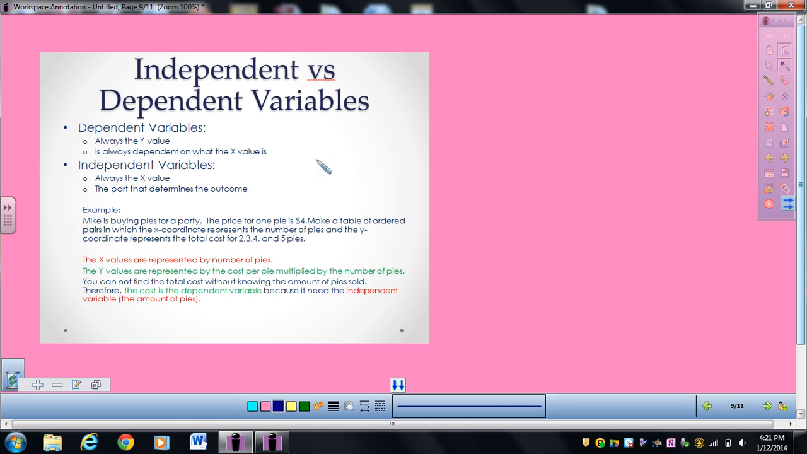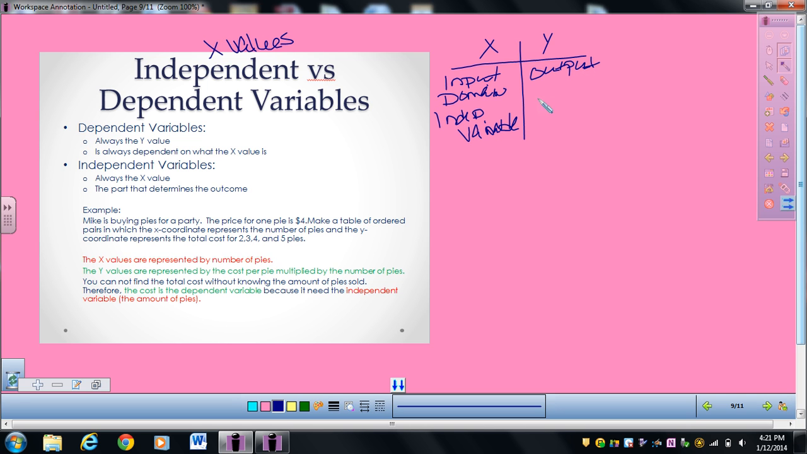This is the other part of this lesson, independent versus dependent variables. And remember at the beginning when we had our chart, we had all the x's and the y's and the different things to call them. We had input, we had domain, and the other one was independent variable. So your independent variables are all your x values. And for y values, we had output, we had range, and we had dependent variable. So all your dependent variables are your y values. It's just another way to call them, okay?